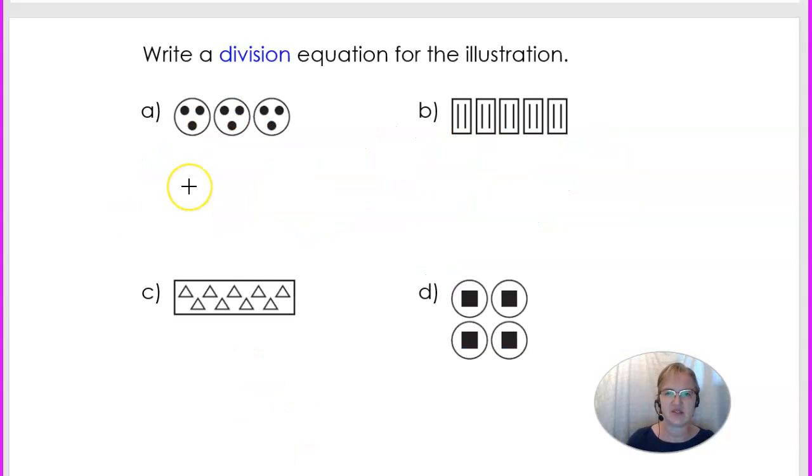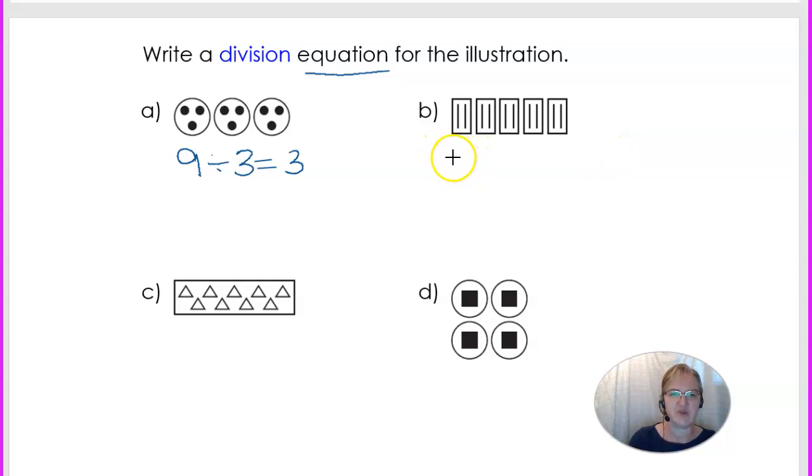Okay, this one here asks us to write a division equation for the illustration. Remember, when we're talking about an equation, we need to have an equal sign in it. Otherwise, if there's no equal sign, it's just an expression. So those are 2 slightly different things. So we're going to start with how many things we have in total. Here we have 9 dots. We've divided them into groups of 3, and we have 3 in each group. So 9 divided by 3 equals 3 would be our division equation.